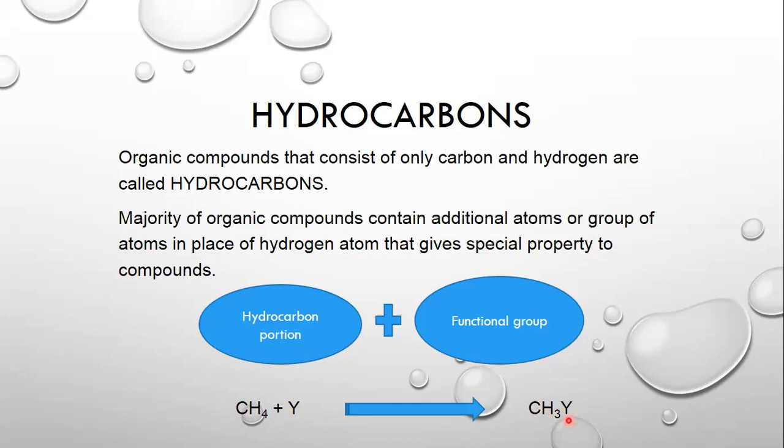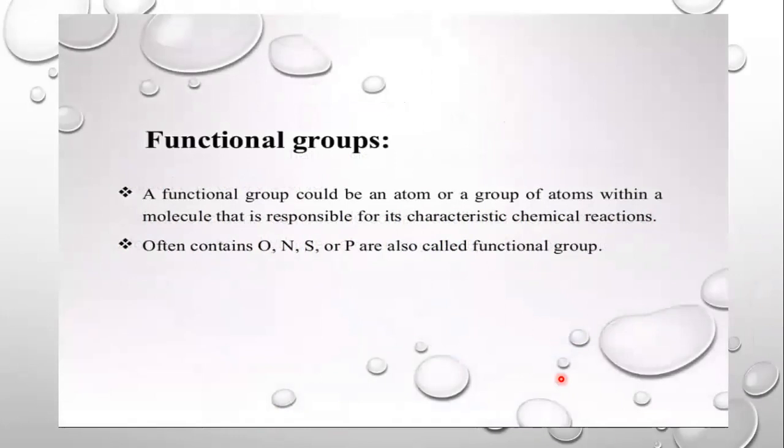This CH3Y has basically two parts. This CH3 part is called the hydrocarbon portion, and this Y portion is called the functional group. This functional group basically imparts its special properties to the compound. Let us explain it. Functional group. A functional group is an atom or group of atoms within a molecule that is responsible for characteristic chemical reactions or its characteristic properties, its special properties. These are regarded as the functional group.